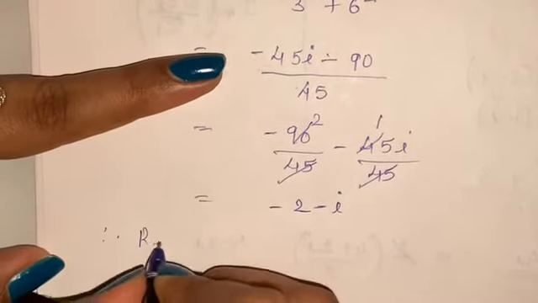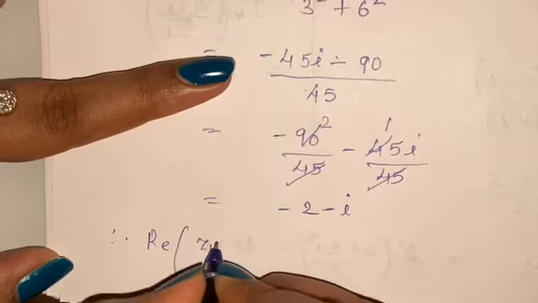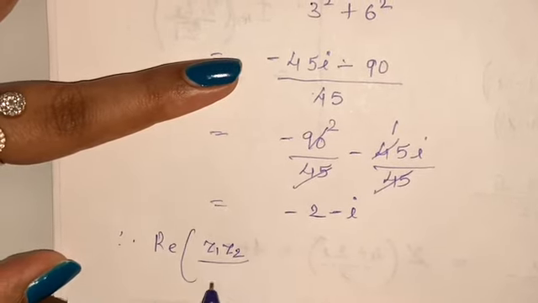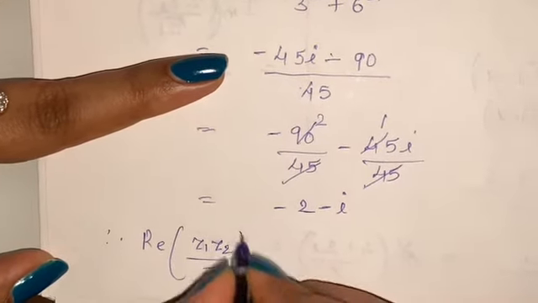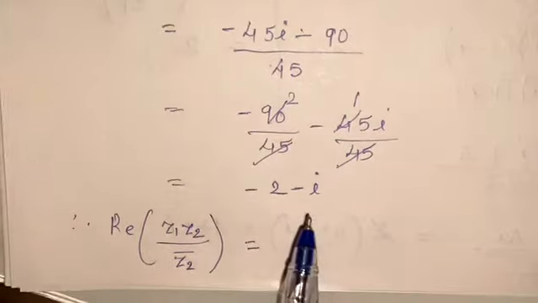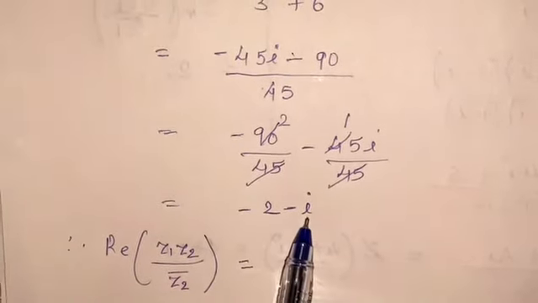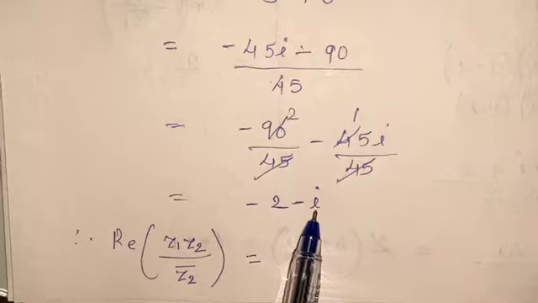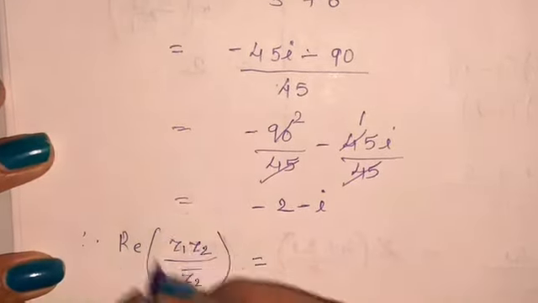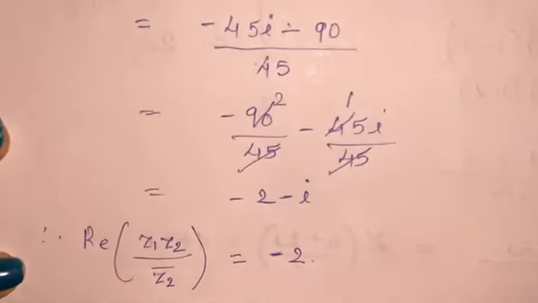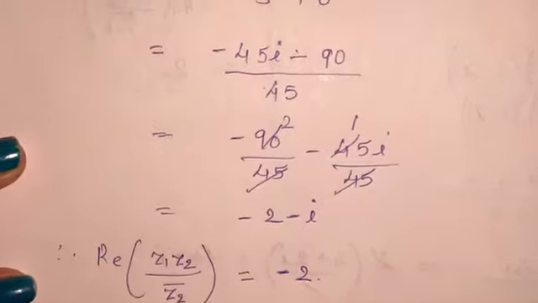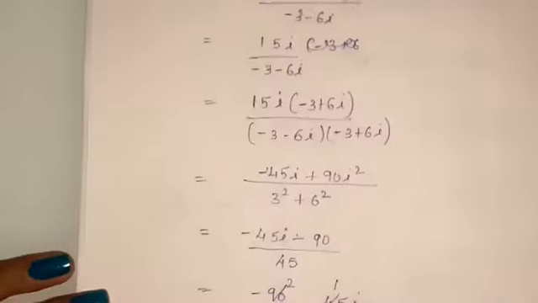Therefore, the real part of z1 z2 by conjugate of z2 is equal to, now this is called the real part, this is called the imaginary part of the complex number. So what will be the real part of this? Minus 2. Clear? So that's all for today. Thank you so much.